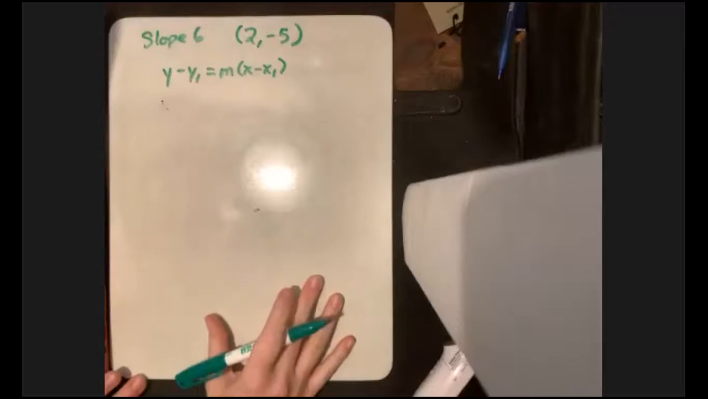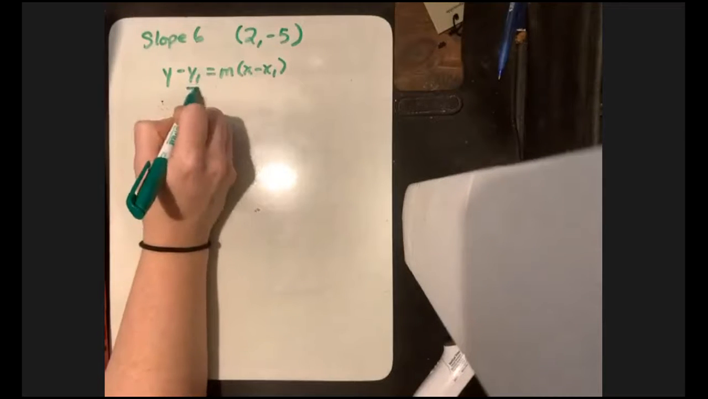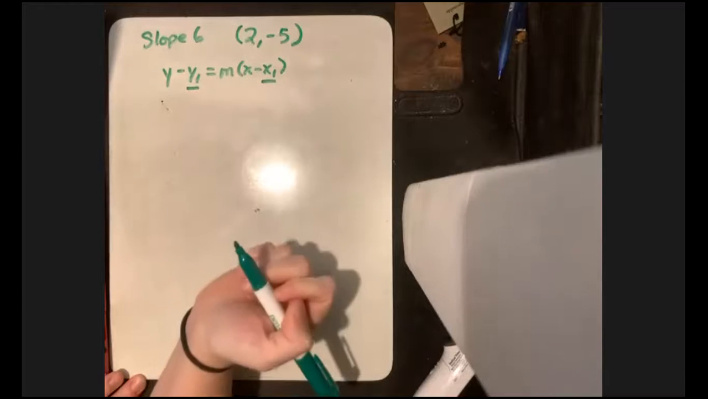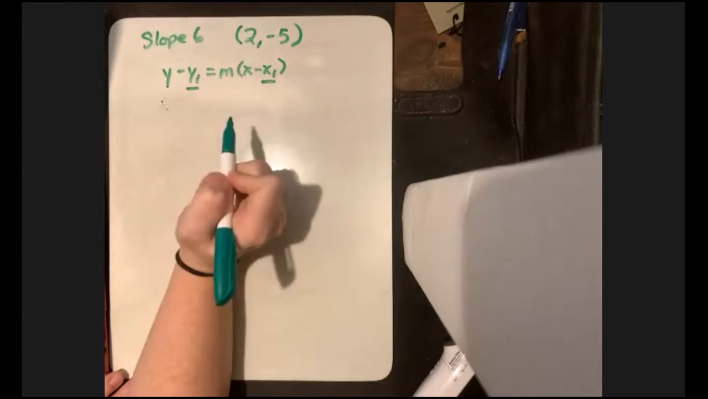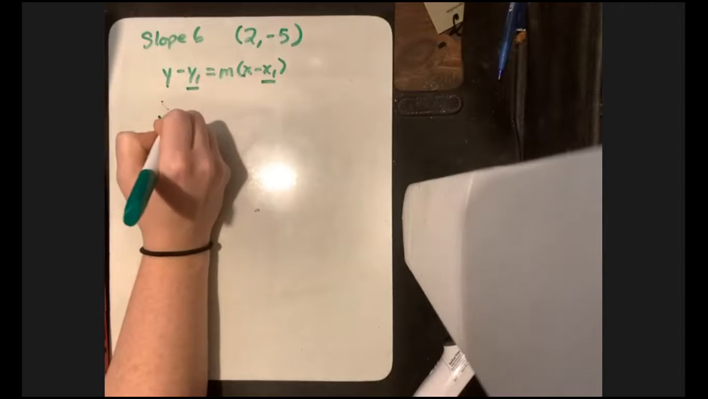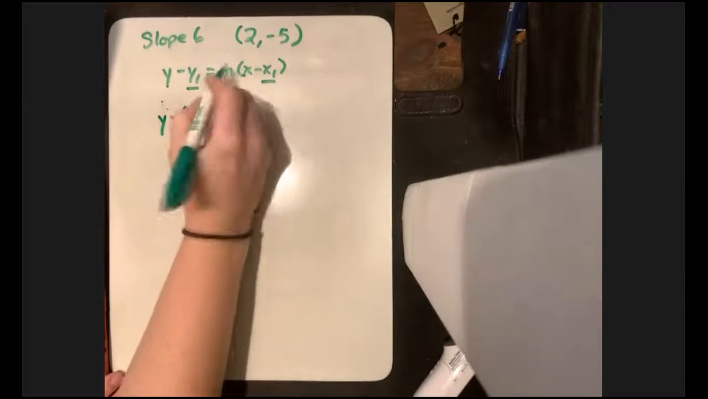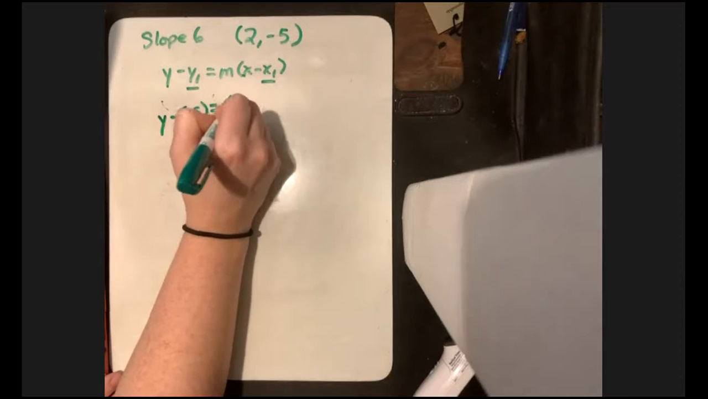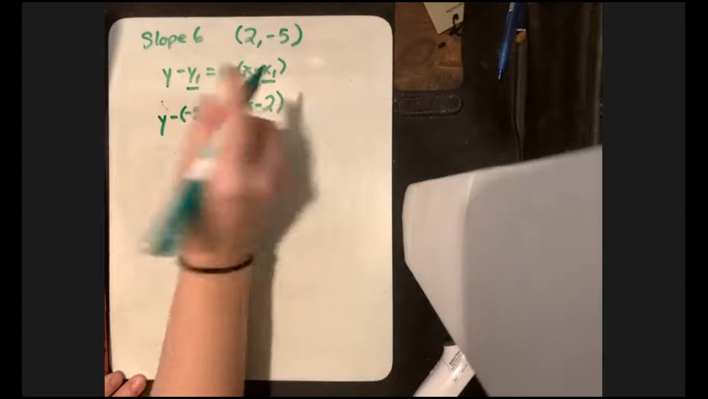So looking at what we've got here, they told us we have a slope and they gave us a point. Now, again, this x1, y1 right here, that's your point. This y is going to stay. This x is going to stay. So we've got y minus, and then I've got -5 because that's my y value. My slope is 6, x minus, and then the x value.